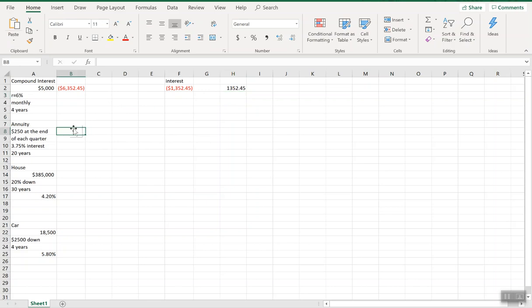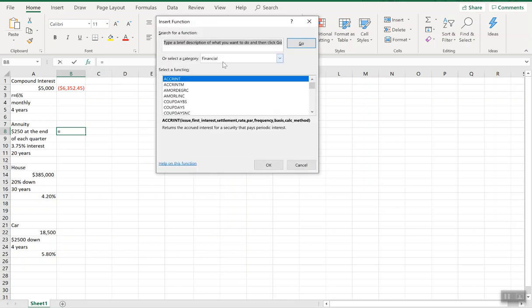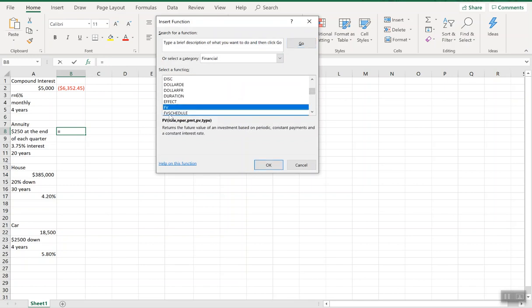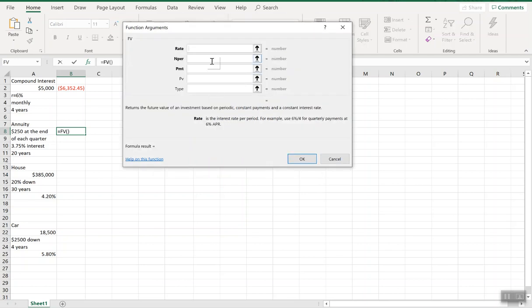So let's try an annuity, and I put these side by side because they're very similar. So once again, I'm hitting that FX, insert a function, and once again, it is going to be future value. So I hit FV, make sure it's just FV, and I say okay. Again, first thing it says is the rate, 3.75%, and this time I said quarterly, so I'm going to divide by 4. NPER, this is 4 times 20 because I said for 20 years.